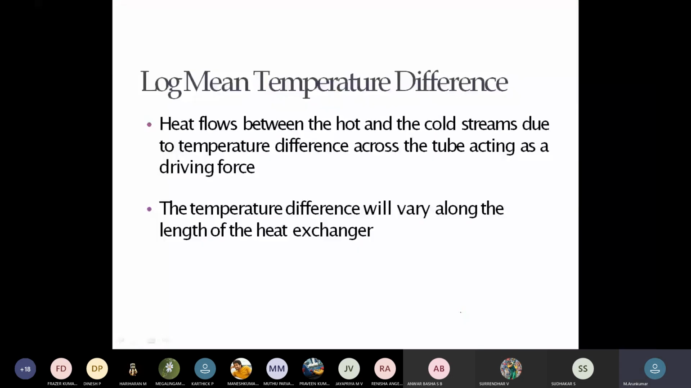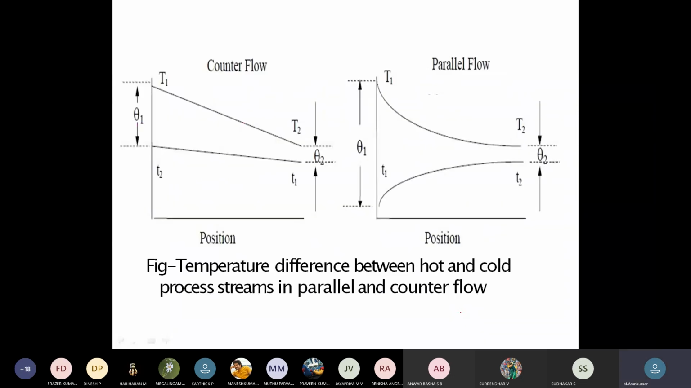Right, so this is the outline of the LMTD. Heat flows between the hot and cold streams due to the temperature difference across the tube, which acts as a driving force in the heat exchanger. Then the temperature difference will vary along the length of the heat exchanger. Then this is the comparison between the parallel flow and counter flow heat exchangers.